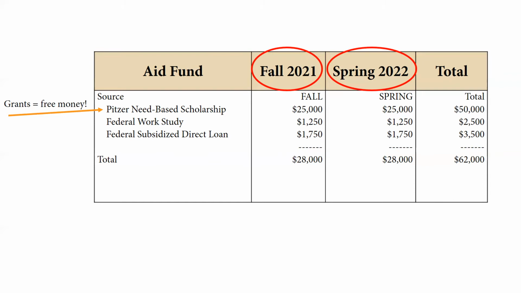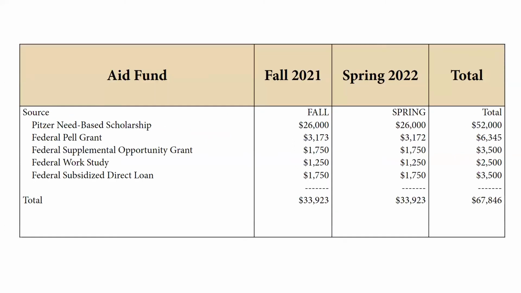Additional unsubsidized loans may be available to help families meet the cost of education. You can inquire about those loans with the Pitzer Financial Aid Office. Depending on your financial situation, some of you may notice additional sources in this box. Both the Pell Grant and the Supplemental Opportunity Grant are also free money, this time from the federal government.